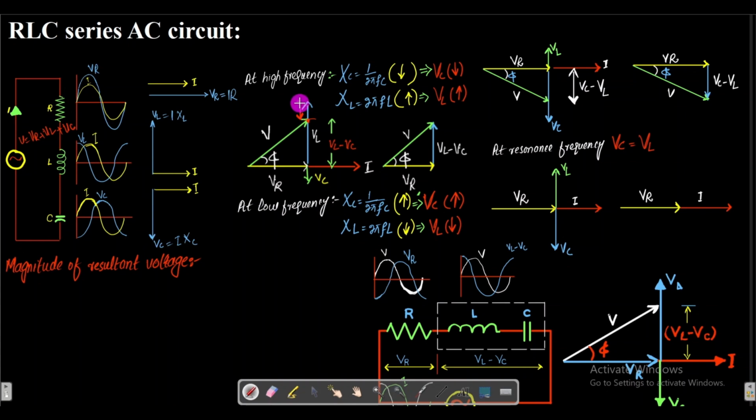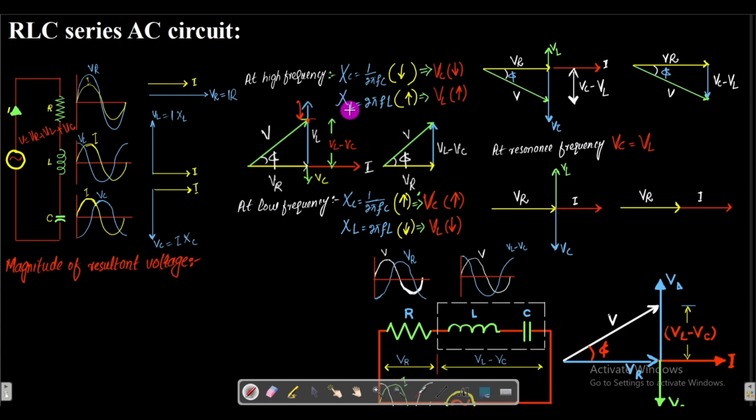And we will draw the magnitude with such a small amount. Why is this magnitude small? In this diagram we consider a higher frequency. At higher frequency, we know the relation for the capacitive reactance, which is equal to 1 over 2πfC. So when the frequency is higher, the denominator will be higher, due to which this XC will be less, and since XC is directly proportional to VC, that VC will be less.